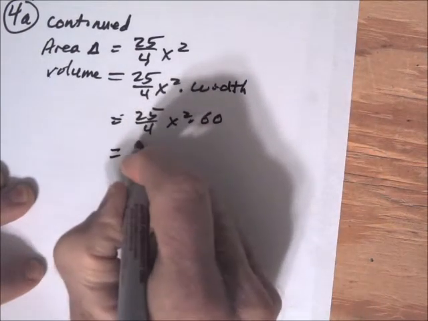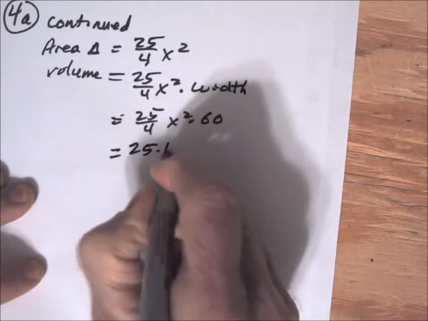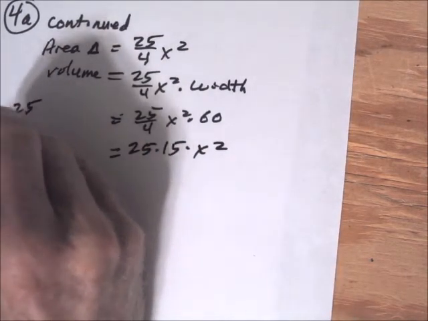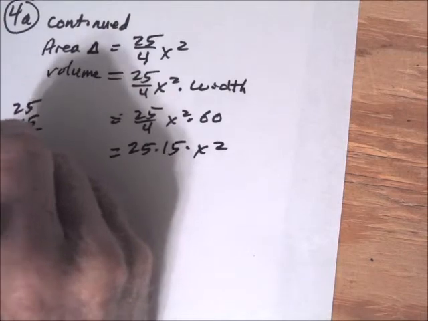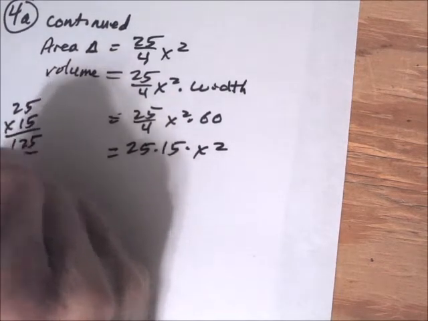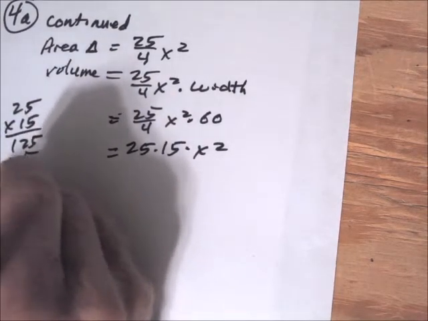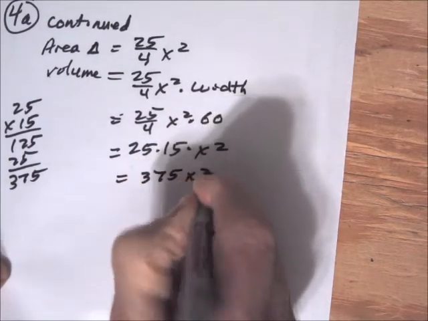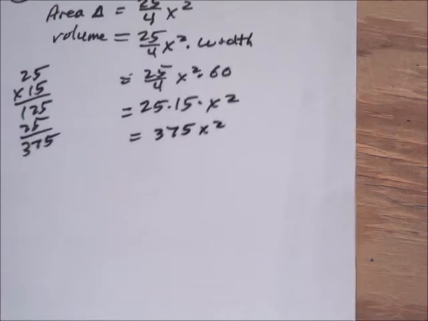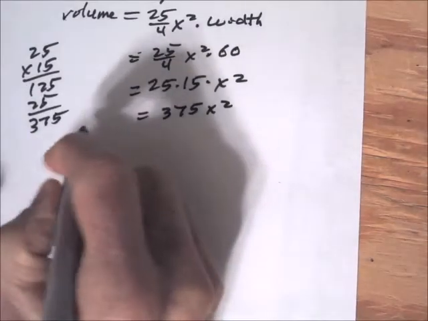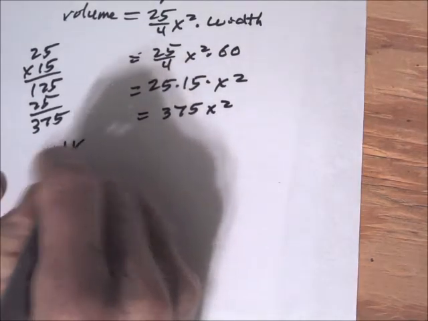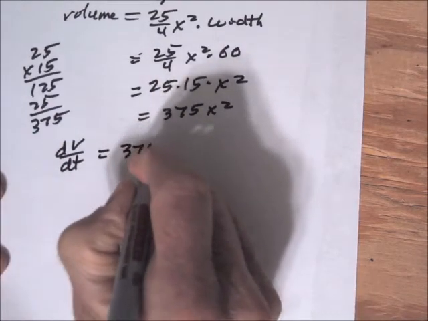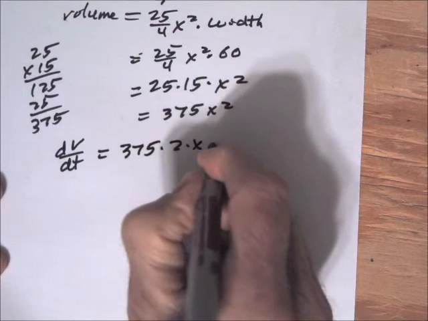4 into 60 goes 15, so 25 times 15 times x squared. 25 times 15 is 375 x squared. That's the volume. So then if we take the derivative with respect to time, dV/dt is going to be 375 times 2 times x times dx/dt.